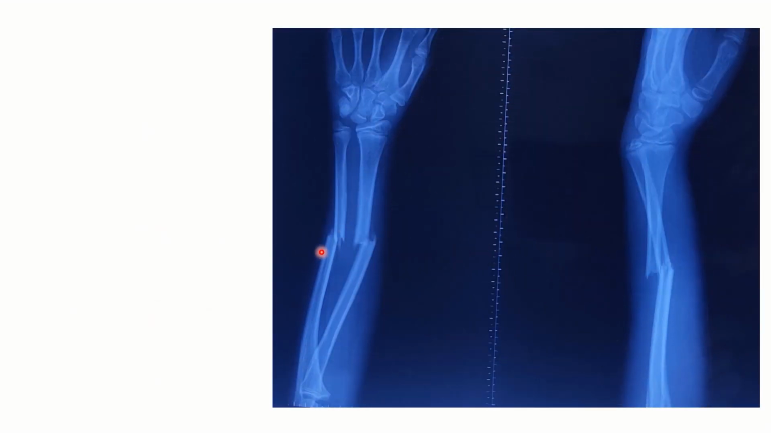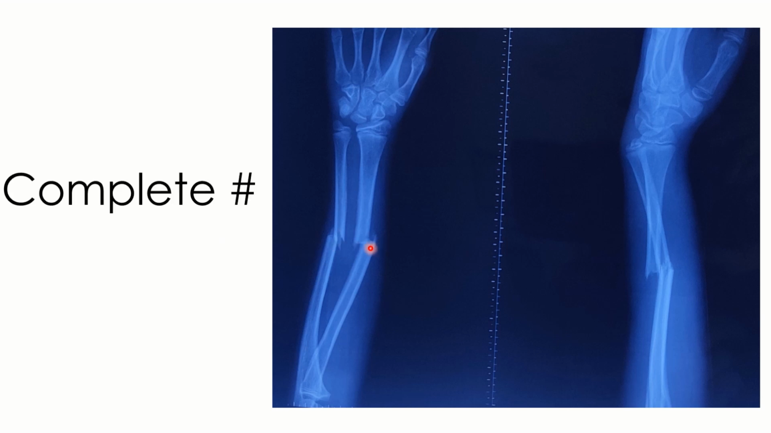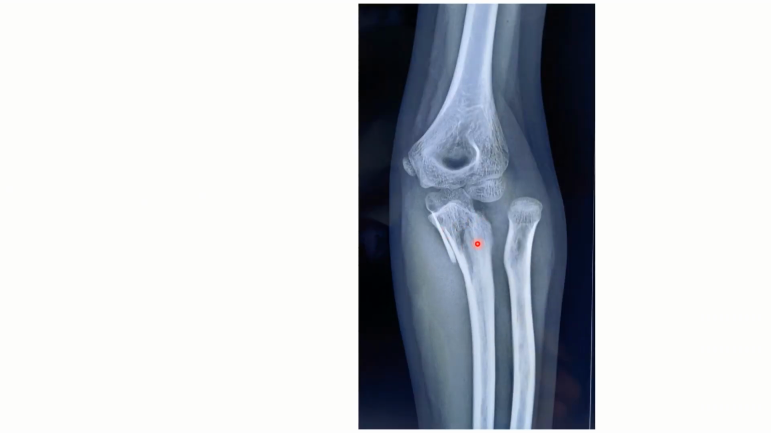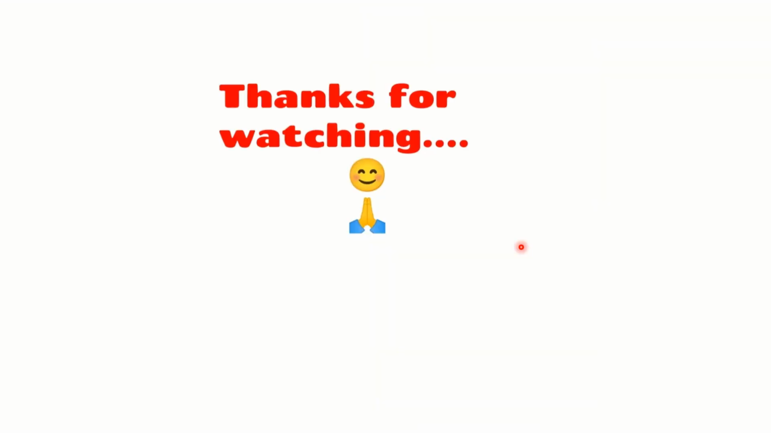Now in children, the fracture could also be a complete fracture. Here you can see both the cortices are broken, and in children we can also have fracture dislocation. Here there's a fracture of the ulna with dislocation of the radius. This would be a Monteggia fracture dislocation.